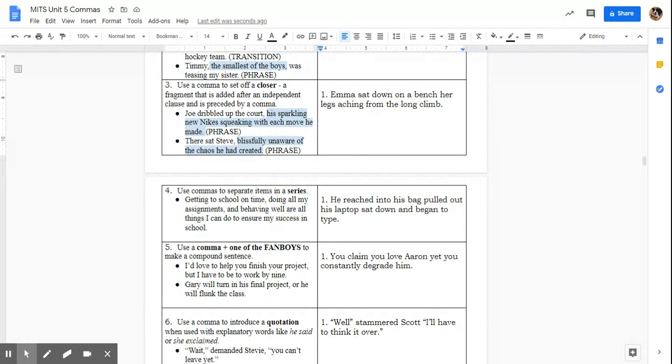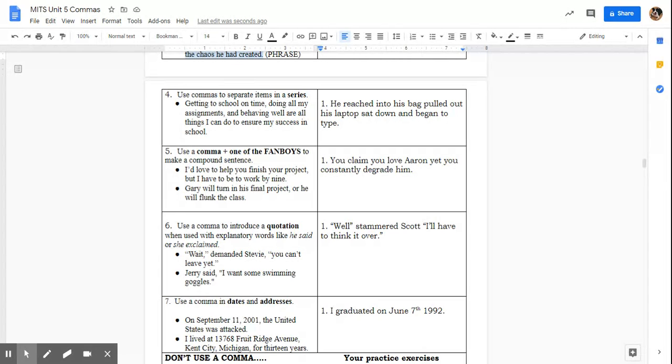So in number 1 in the practice, we have Emma sat down on a bench, her legs aching from the long climb. We need to put the comma after bench because it separates the independent clause from the phrase, which are just describing Emma and what was happening with her legs and why she sat down on the bench.